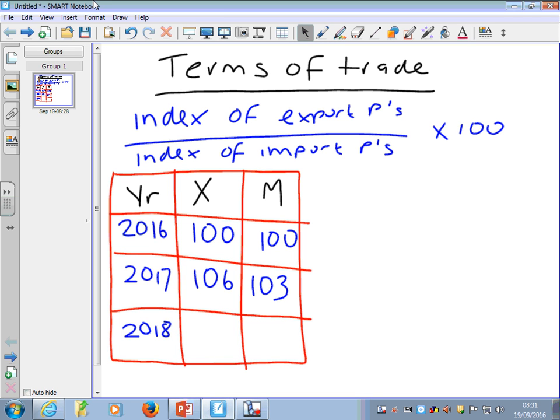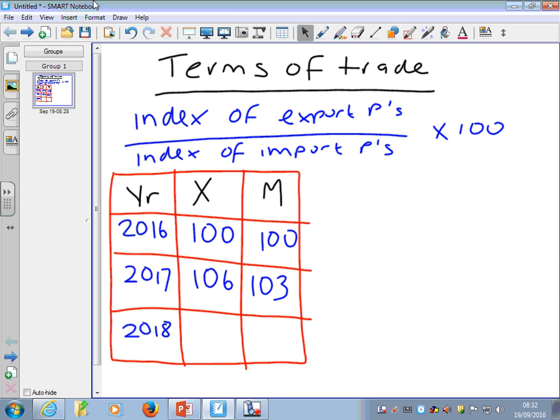And the reasons why these things will change in price, well, it's generally basically demand and supply. It's like anything. There's an increasing value of our exports for high demand regions across the world. They become more popular, they're more sought after, for example. And it's the same for imports as well.